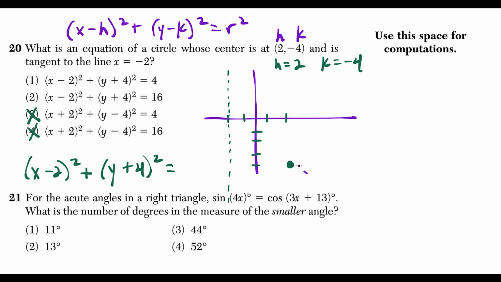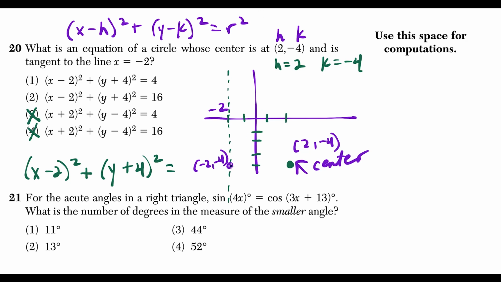But what we have here is, once again, by drawing this out, this is the center, and this is going to help us find the radius, because if our circle has to be tangent to this line, that means it's going to touch it at one location. So the center is at 2, -4. So if we look here, the line x equals -2, if I look at this point, -2, -4, that's going to help us find the radius.